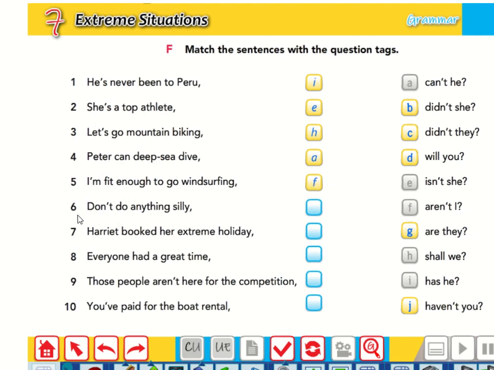Now let's go to number 6. Don't do anything silly. So what do we have to look for here? Yes, right. Will you? Will you? It's the correct answer here. It's a regular question tag.